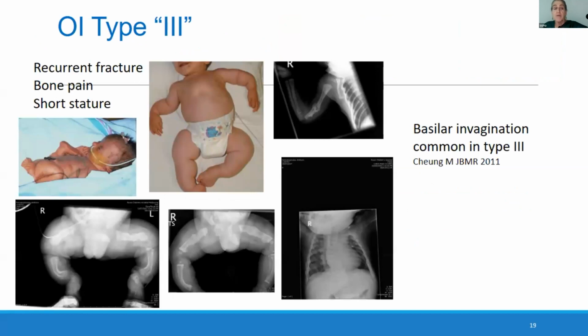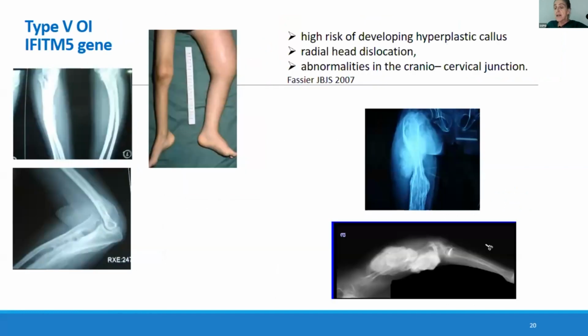If you call it the old type of type 3, they're just patients who have severe deformity, and they have a likelihood of basilar invagination if they're not treated. Type 5 is really important because they have a very high risk of developing hyperplastic callus, as well as their fractures. And that can occur in the context of a fracture or outside of the context of the fracture. And so if you're not aware of that, and suddenly the patient presents with a huge swelling of the leg and looks exactly as if they have osteogenic sarcoma as the underlying diagnosis, they might end up minus that leg if you weren't clear in your underlying understanding.